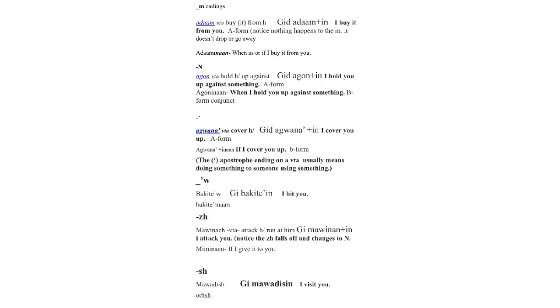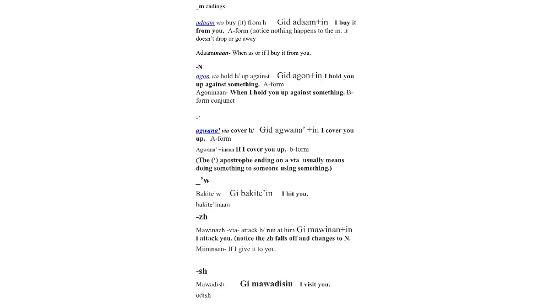Then also there's M endings. And some of the main ones you'll see are wabum and gonna wabum. But here I have adom, which is buy it from him. So if I want to say I'm gonna buy it from you, or I buy it from you, gidominin. That's the A form. Notice how with the M, nothing happens to the endings on M's. They just stay there. And B form would be adominon. When, as, or if I buy it from you, adominon.